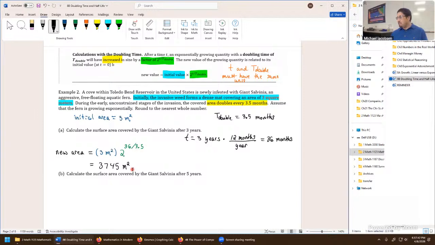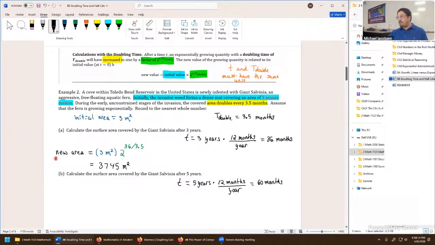Okay, well, nothing too different in part B. We want the new surface area, this time after 5 years. This time we're ready for the unit conversion. We can't plug 5 divided by 3.5. It's got to be written in terms of months. So take t equals 5 years, multiply by the 12 months per the 1 year. That's going to give us 60 months altogether.